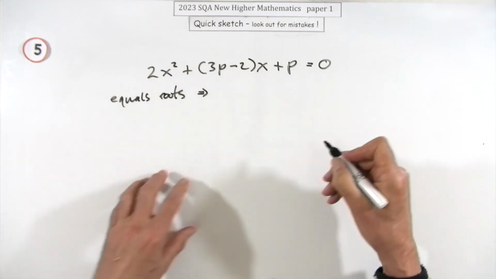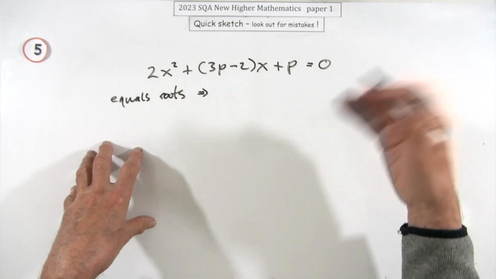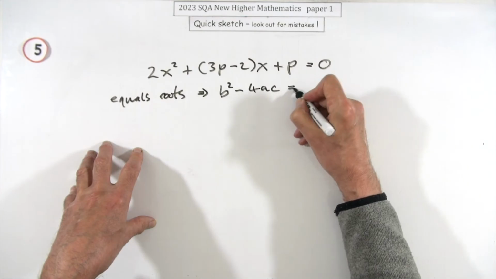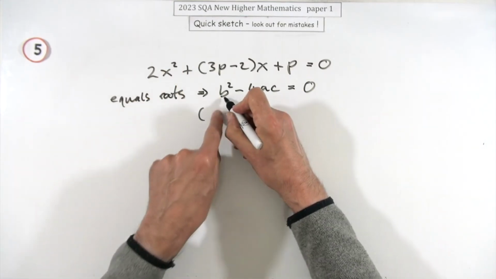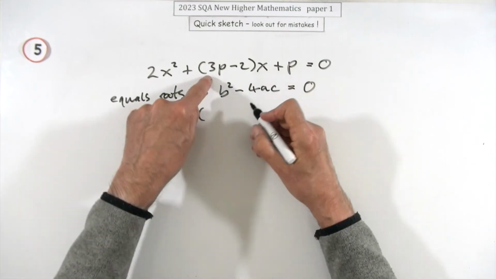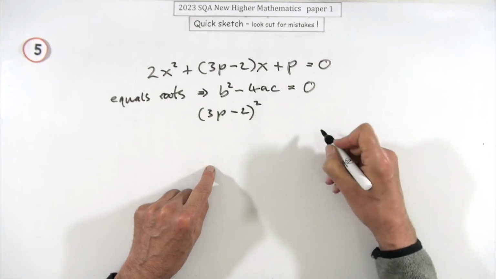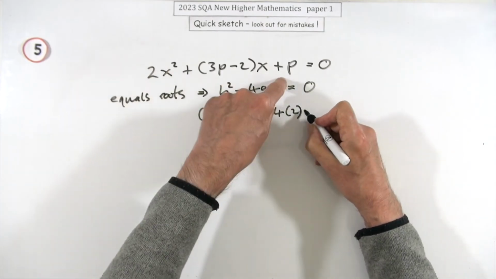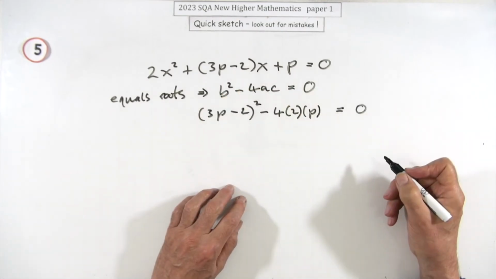Equal roots means that the content of the square root in the quadratic formula is 0, so you've got plus or minus 0. It means that the b squared minus 4ac part must come to 0. You just feed them in. So b, the middle one, the coefficient of x, that's 3p minus 2, and you have to square that, minus 4 times the a times the p. I'll just put it in there. That should come to 0.